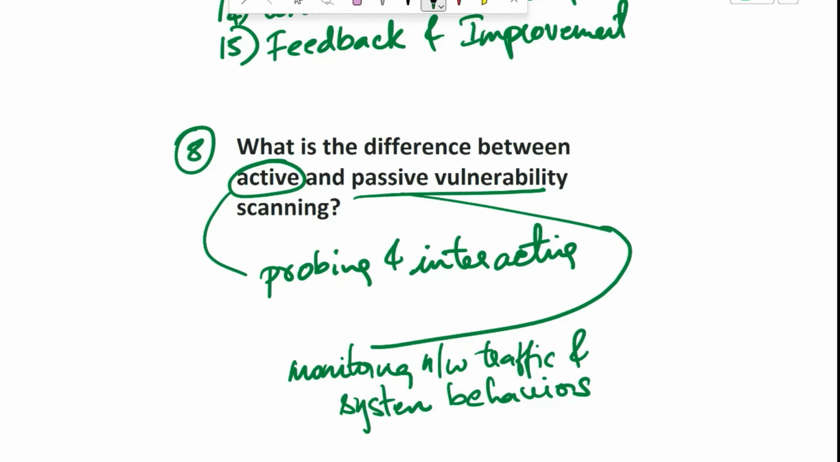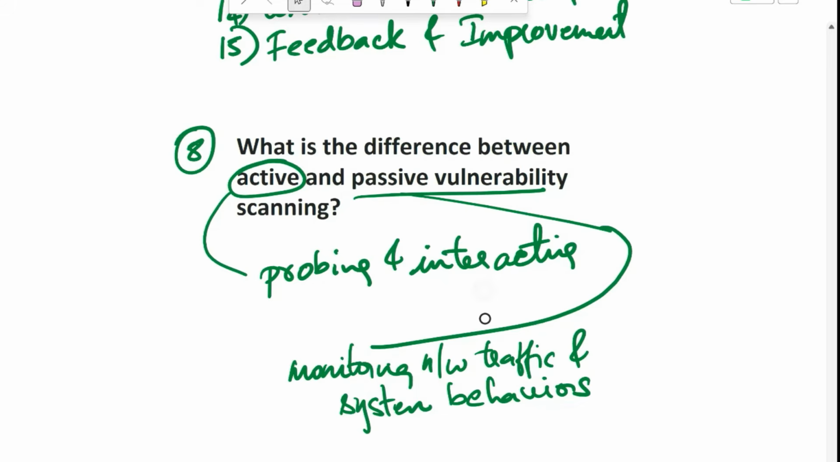These may not identify vulnerabilities that do not generate observable network traffic or behaviors. They may also not provide real-time results, and there could be a delay between the vulnerability's emergence and its detection. Now, how do we choose between active and passive scanning?